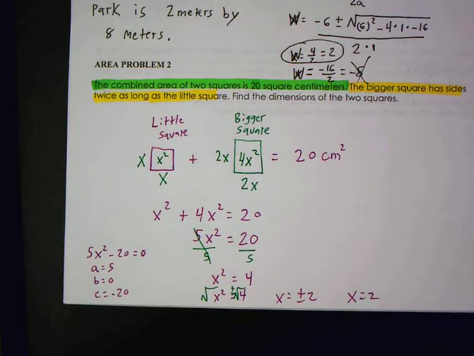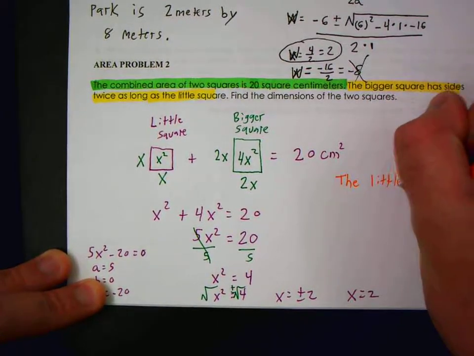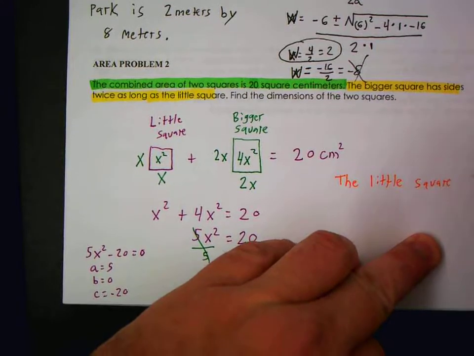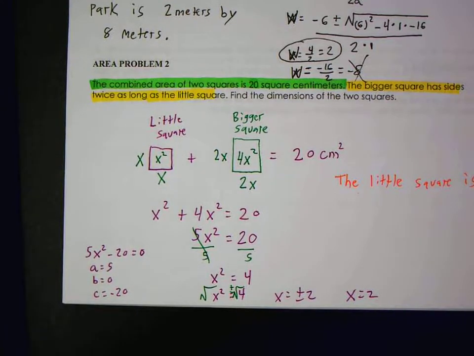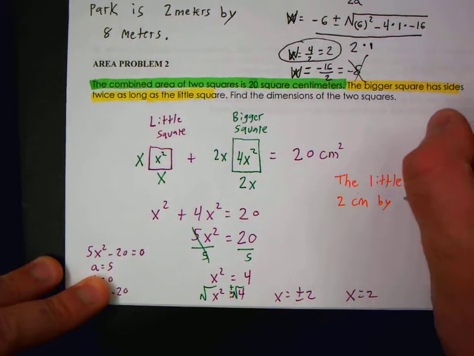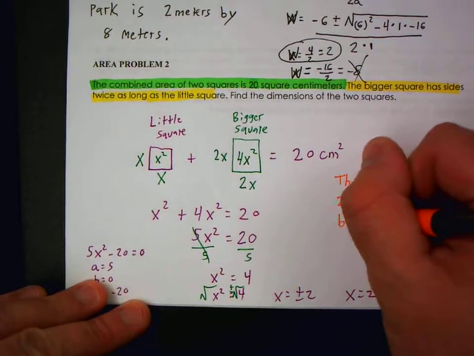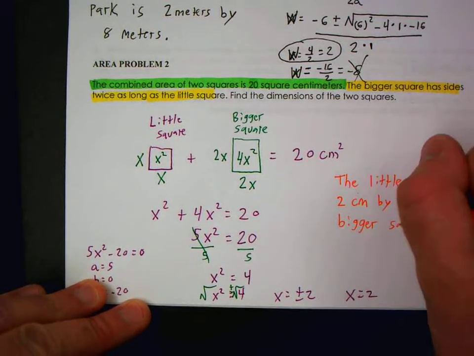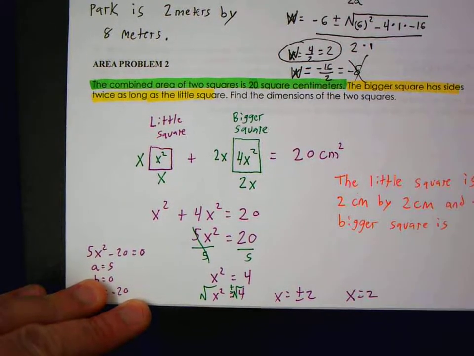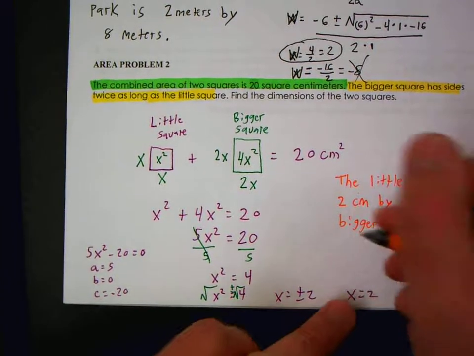Find the dimensions of the two squares. Okay. The little square is, and we're talking about centimeters, 2 centimeters by 2 centimeters, and the bigger square is twice as long. Well, if this is 2, that'd be 2 times 2, which is 4 centimeters by 4 centimeters.